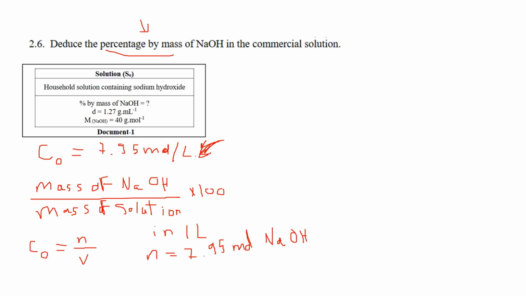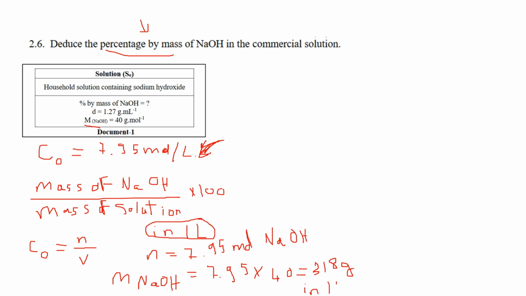How to get the mass from the mole? This is using the molar mass that we have here. So mass of NaOH is equal to the number of moles, 7.95, multiplied by the molar mass, which is 40. In this case, the answer will be 318 grams. So there are 318 grams of NaOH inside a 1 liter solution. It's very important to know in which volume we are working, in 1 liter.